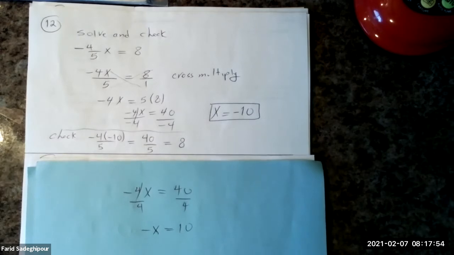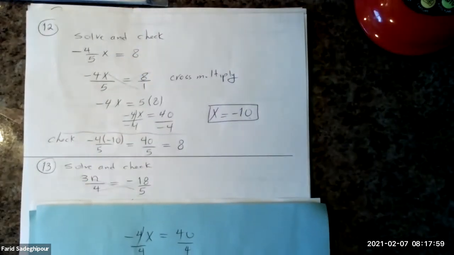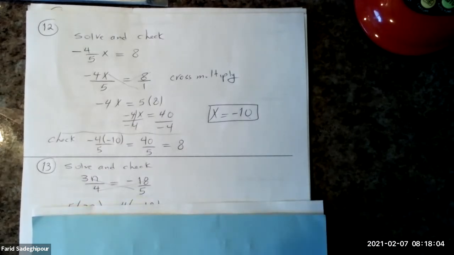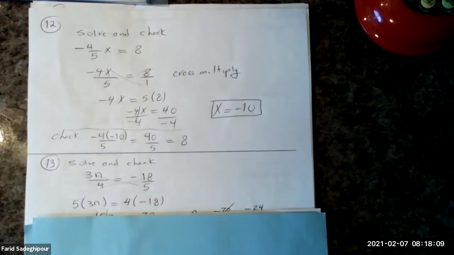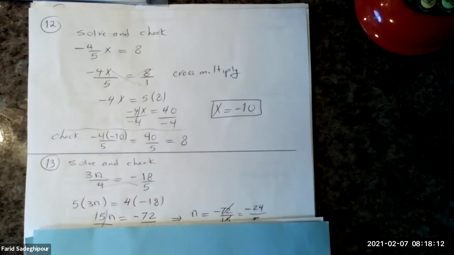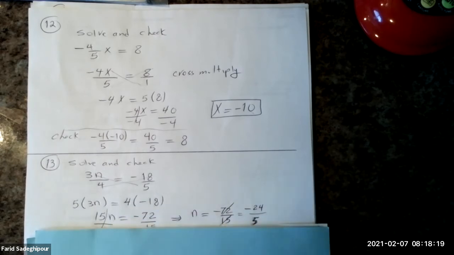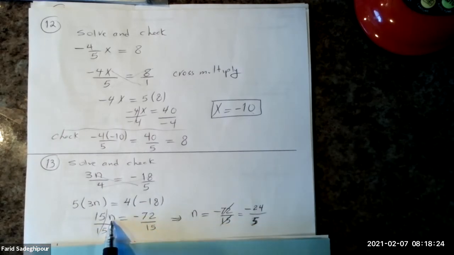And they ask you to check. What you need to do is just take that number and put it back here to check. This is another cross multiplication. So you cross multiply: 5 times 3n, 5 times 3 is 15n. And then the number sitting next to n is 15. You divide both sides by 15 because you want to find n by itself.